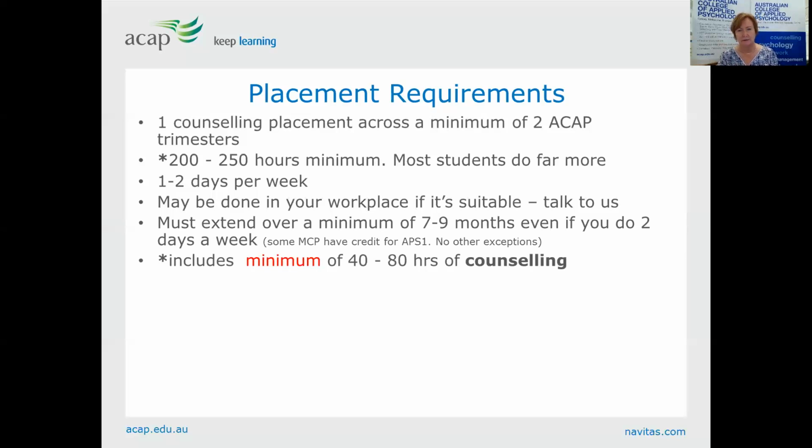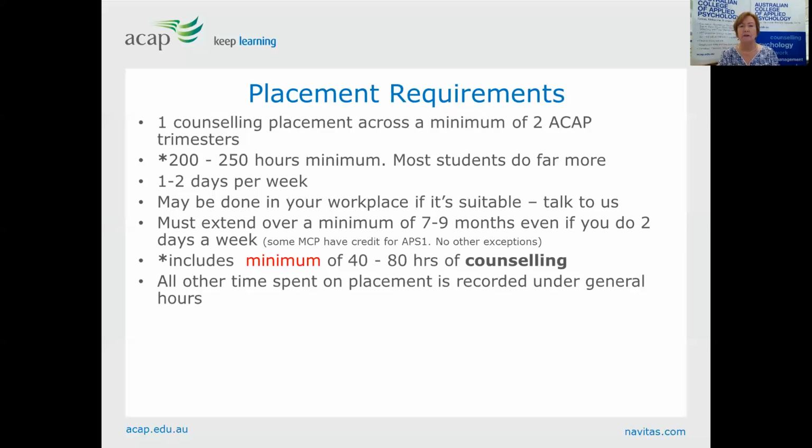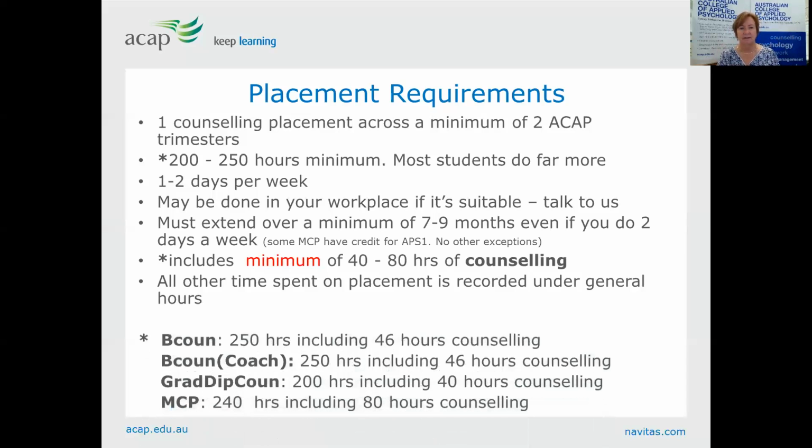So the rest of the time that you spend on your placement is called your general hours, and these all count. Every minute that you're in the placement organisation is counted, but it's counted in a separate log called general hours. So this is what the hours are for your course. I'll let you have a look there.